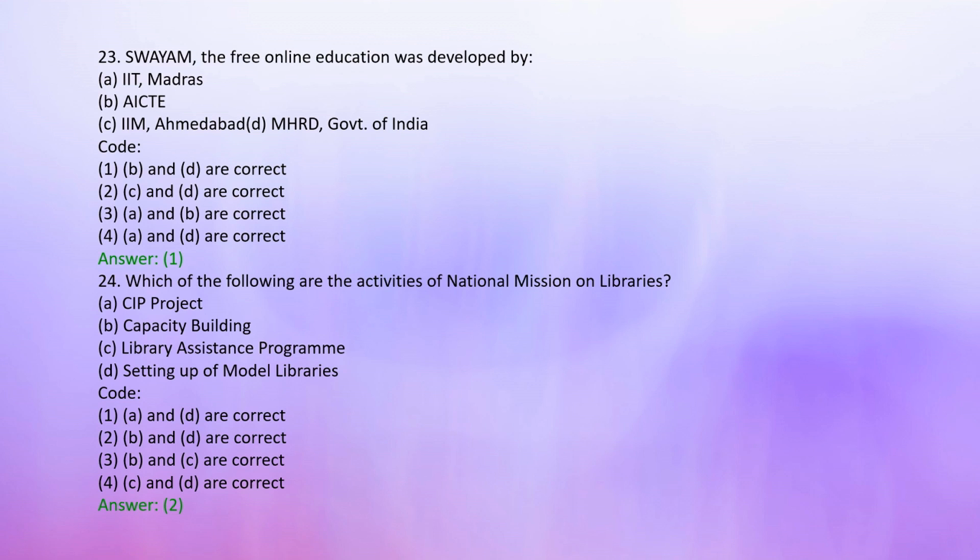Number 24. Which of the following are the activities of National Mission on Libraries? Options are A, CIP project; B, capacity building; C, library assistance program; and D, setting up of model libraries. Codes: number 1, A and D are correct; 2, B and D are correct; 3, B and C are correct; and 4, C and D are correct, and correct answer is 2, means B and D are correct.